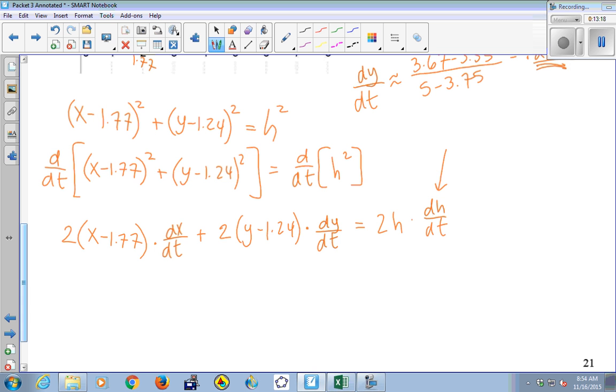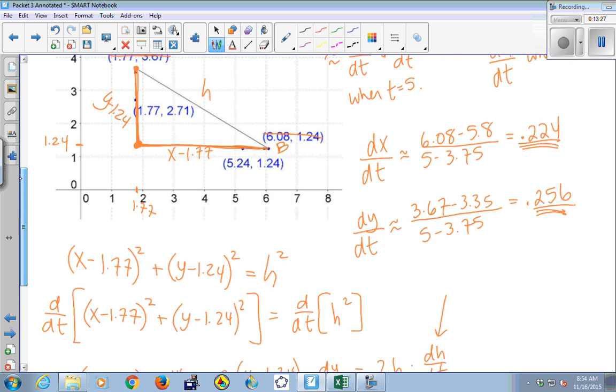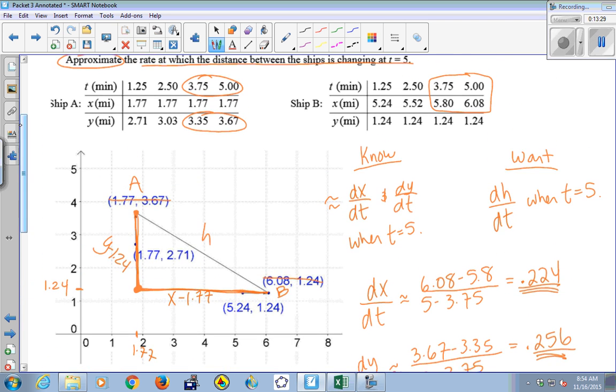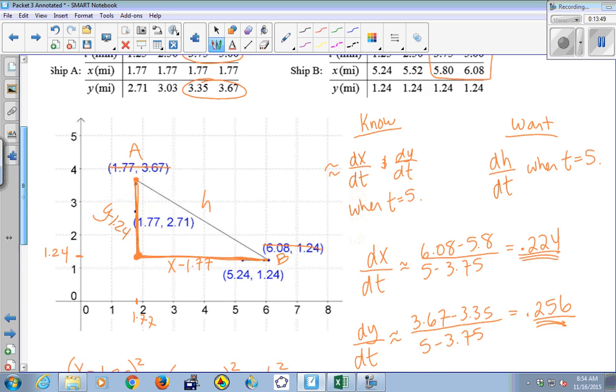Okay, what is x at time? I'm interested in time t equals 5, right? That's what they asked about, dh/dt when t equals 5. What is x when t equals 5? This x. We defined x to be the distance of ship B, right? 6.08, yes. So x when t equals 5 is 6.08.